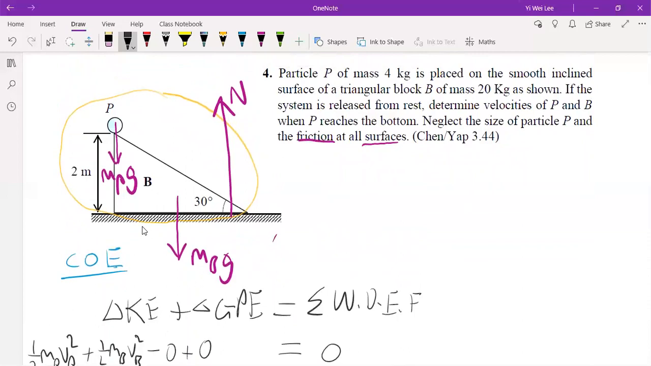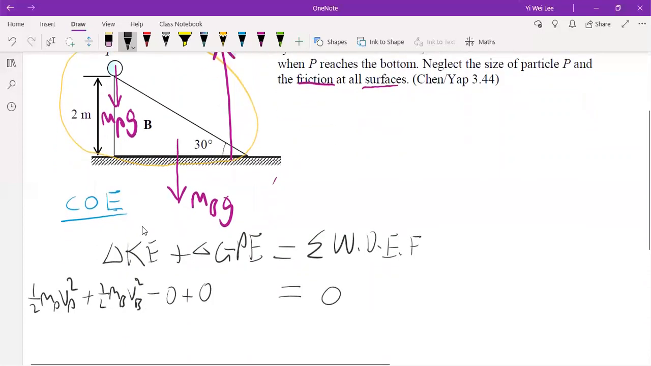There's no final gravitational potential energy if we assume that this is our zero neutral line. However, the initial gravitational potential energy is only possessed by P because B is always on the ground. So it just equals m_P g and the height. Let's just say this 2m is equal to the height. Height is equal to m_P g h.